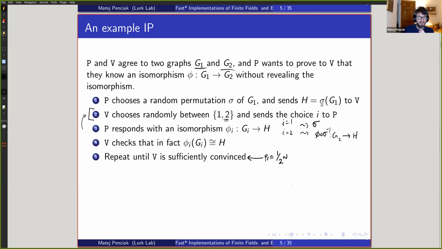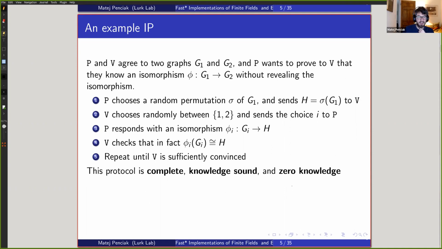So this protocol, as I was saying, is a zero knowledge proof protocol, so it should satisfy certain properties. It satisfies completeness, which is the fact that if the prover is being an honest prover, then they should be able to convince the verifier in every case of the randomness that the verifier has chosen. It's knowledge sound in the sense that if the prover doesn't actually know the isomorphism between G1 and G2, they should have a hard time convincing a verifier.